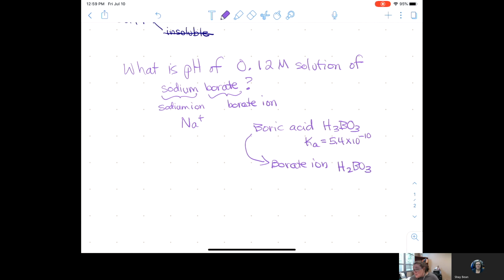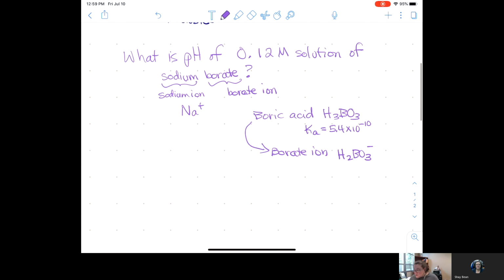If it donates an H+, its charge becomes negative. There's the borate ion with a -1. So the formula for sodium borate is made up of the sodium ion and the borate ion. It is NaH2BO3. That's what you'll see if you Google the formula for sodium borate. The letters may be in a slightly different order, but it's sodium, 2 hydrogens, a boron, and 3 oxygens.